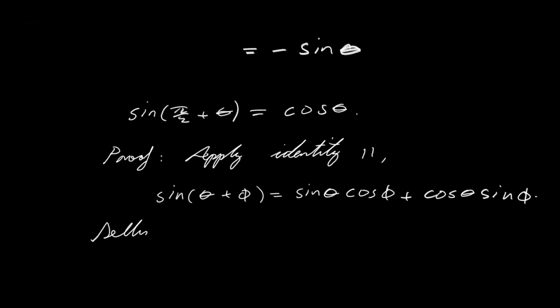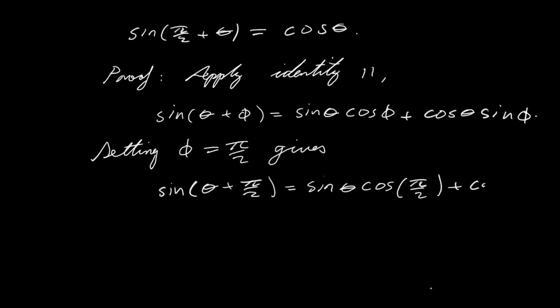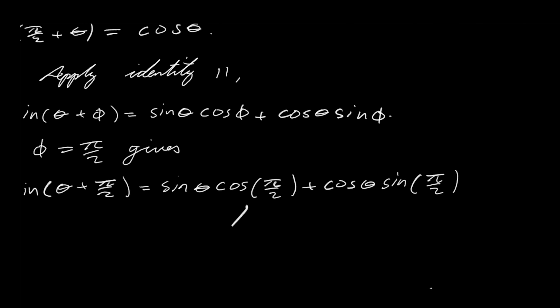Setting phi equal to pi over 2 gives, all right, so now we're just substituting pi over 2 in for phi, and we have the sine of theta plus pi over 2 equals the sine of theta times the cosine of pi over 2, which we know is 0, plus the cosine of theta times the sine of pi over 2. So just as in the previous proof, this factor, the cosine of pi over 2, is 0, and this factor, the sine of pi over 2, is 1.